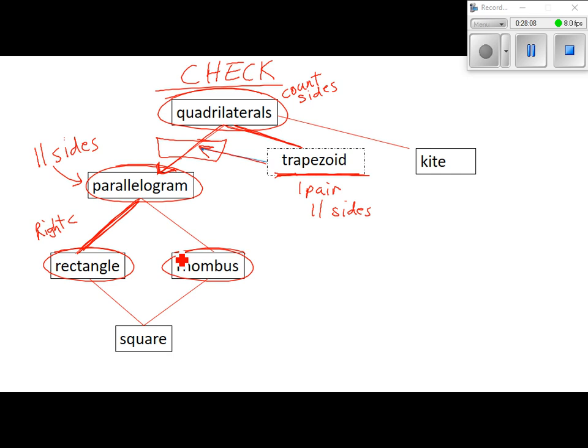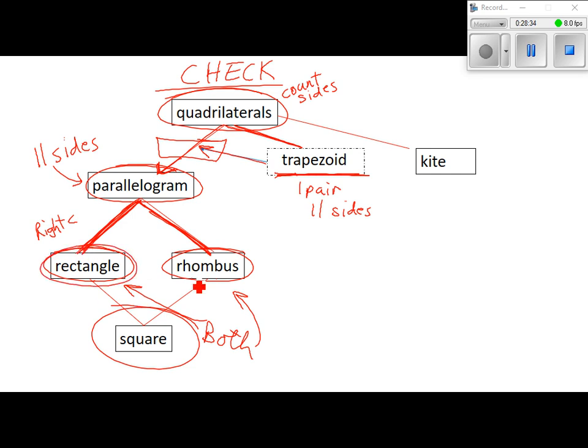So this is just like a little flow chart showing you how to go through this. If it's a rectangle, we check to see if it's a rhombus. If it's a rectangle and it's a rhombus, then it must be a square. If it's a rectangle but not a rhombus, then we stop right there, and the best name we can give it is a rectangle. If it's a parallelogram and not a rectangle, then we check to see if it's a rhombus. And if it's a rhombus, then that's the best name that we can give it.